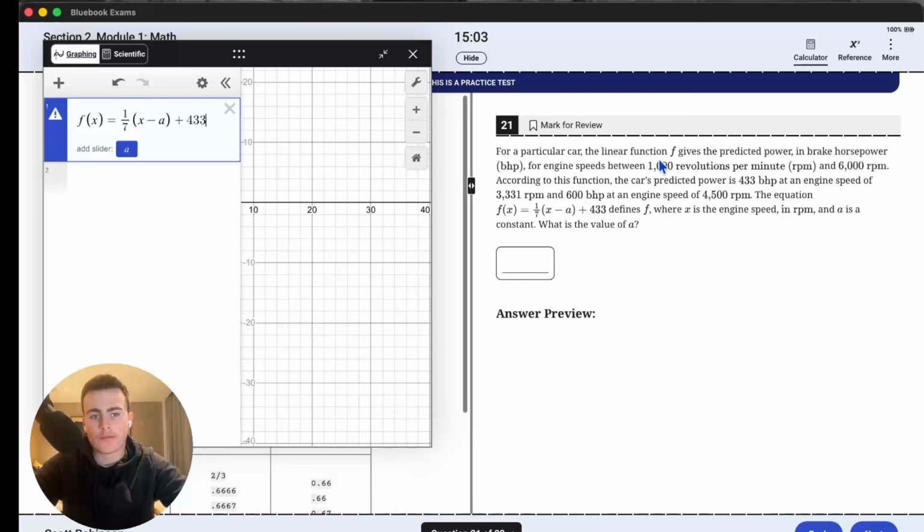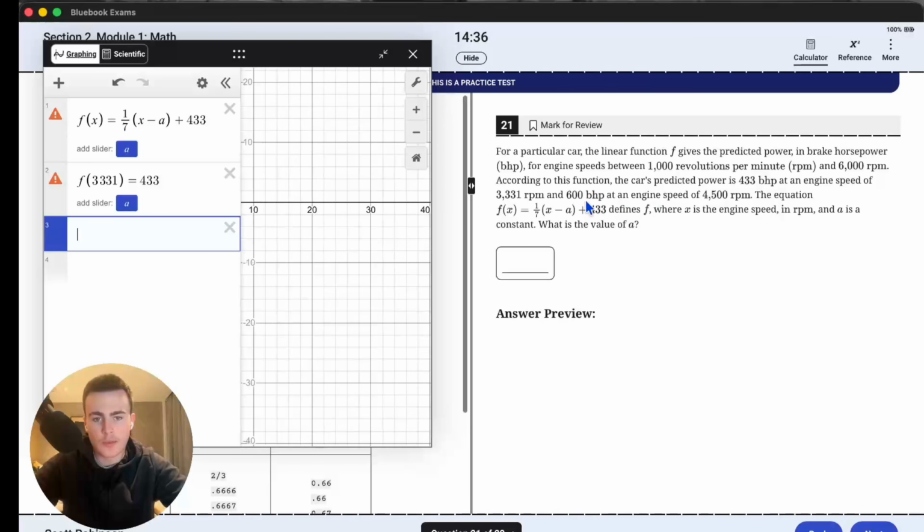Okay, so for engine speeds between this and that, the function is a thing, right? And you have 1 point. Keep in mind, your x is the engine speed. So our point would be 3331, comma, 433. That's your point. So that tells me f of 3331 is equivalent to 433. Now, your other point is f of 4500 is equivalent to 600 bhp. So you have 2 points.